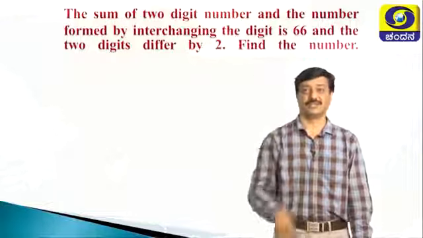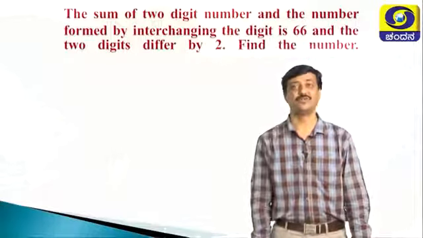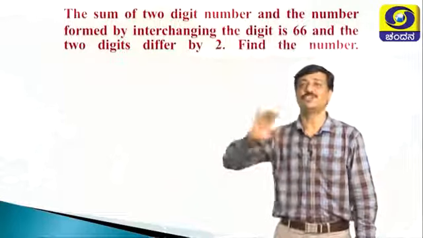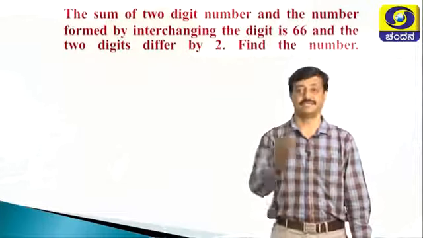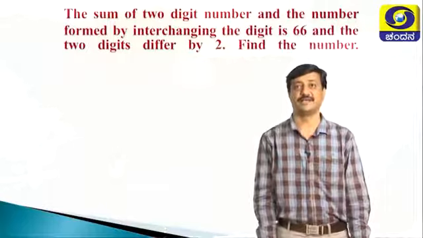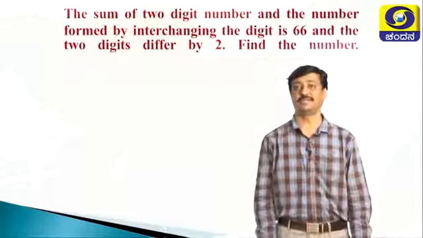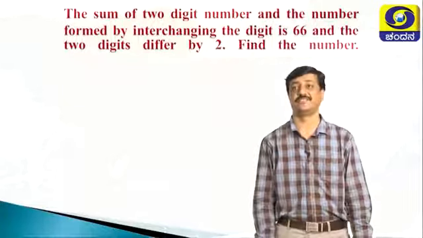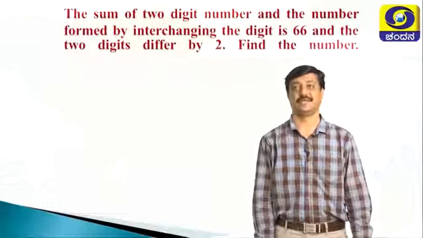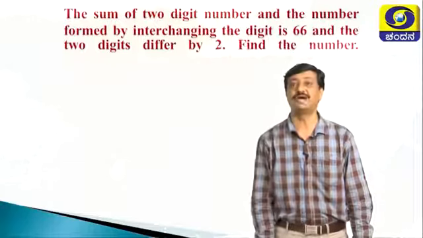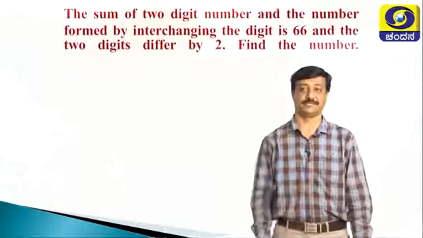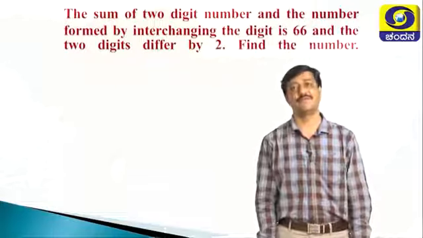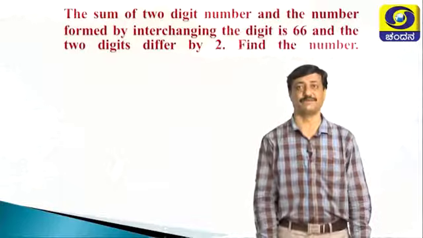Here is a question. We are going to solve this verbal example by applying one of the algebraic methods. The question is like this: the sum of a 2-digit number and the number formed by interchanging the digits is 66, and the 2 digits differ by 2. Find the number.